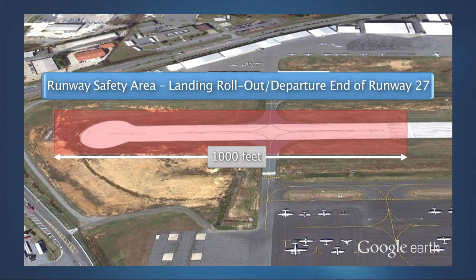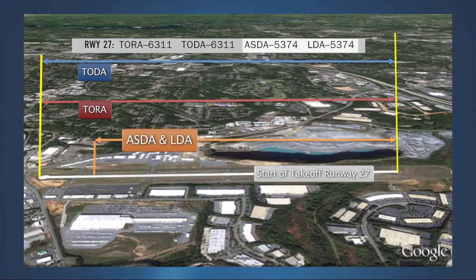The application of declared distances is intended to ensure that, with respect to airplane performance capabilities only, the airplane has the capability of stopping during the landing maneuver or in the event of a rejected takeoff before intruding into the runway safety area. For this reason, the declared accelerate stop distance available and the landing distance available is less than the physical length of the runway.